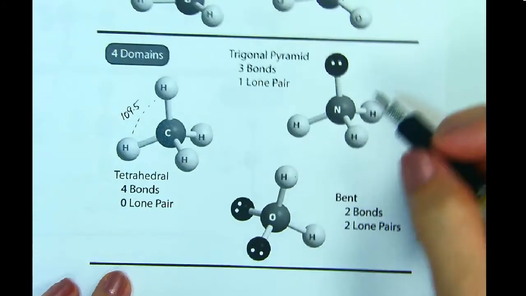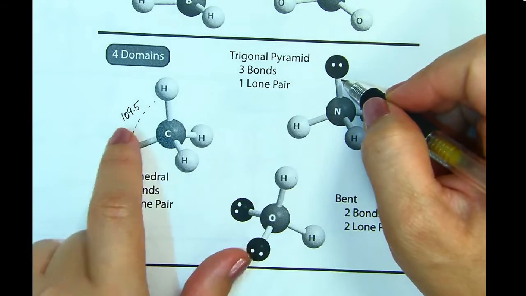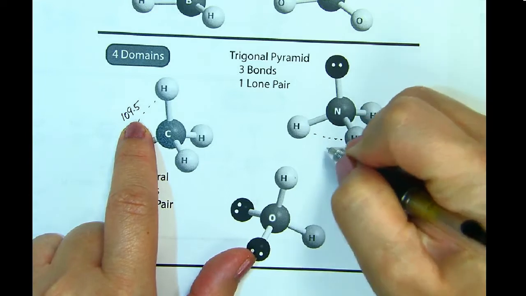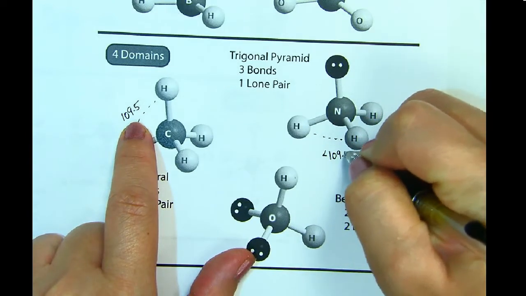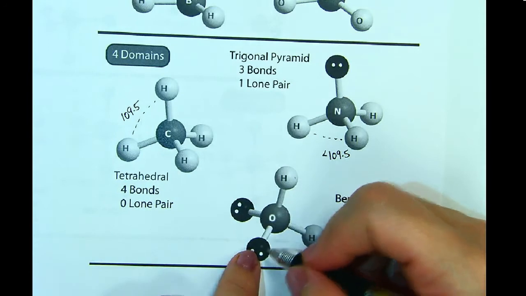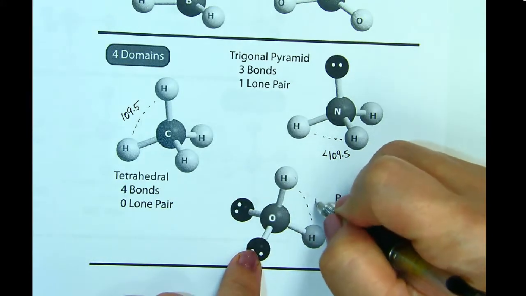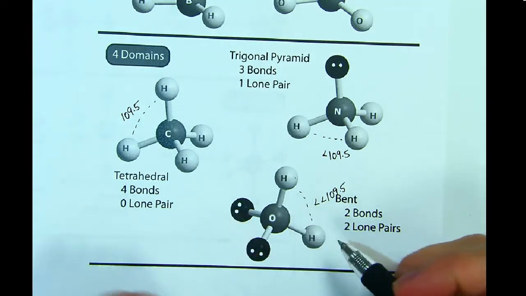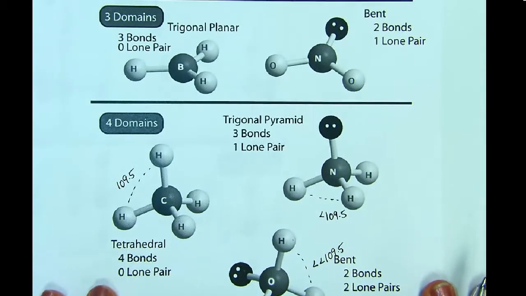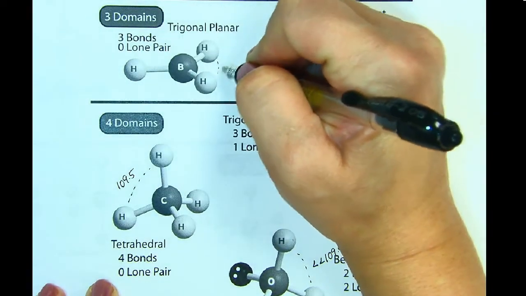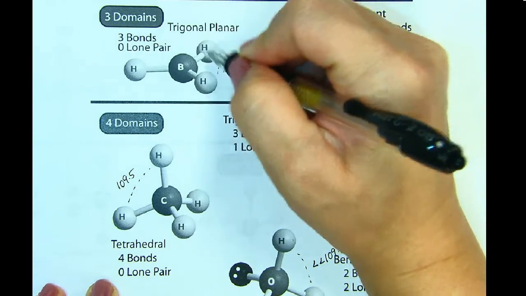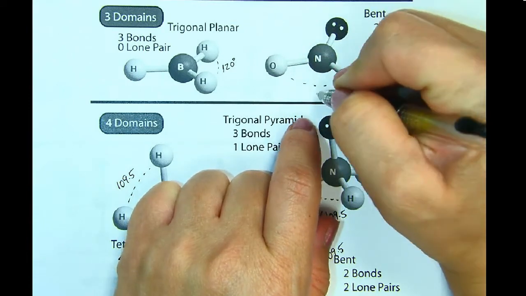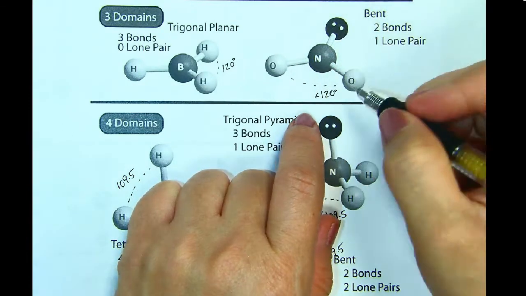So if you have a lone pair present, then the bond angles are actually pushed slightly closer to one another down here. So you're actually looking at a little less than 109.5. And because this has two lone pairs, the bond angle here is actually less than 109.5 because they're pushed even closer together by the two lone pairs of electrons. Back up to three domains, it's 120 degrees between all three of these hydrogens. However, because this has a lone pair, the bond angle here is going to be less than 120 degrees.